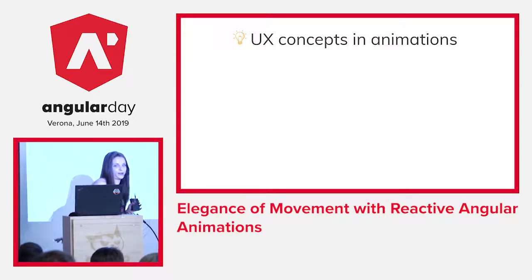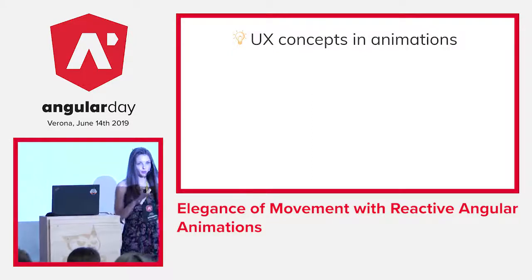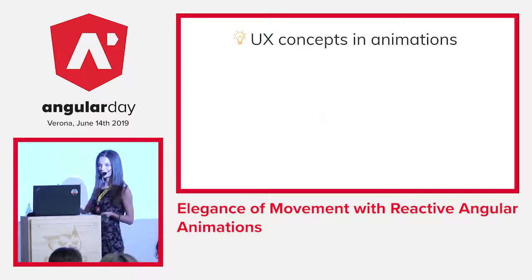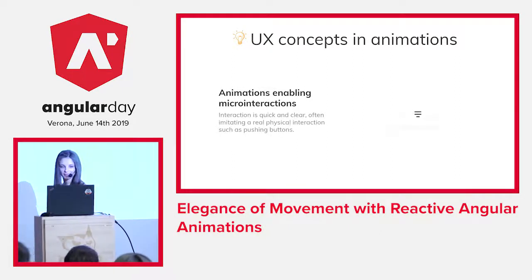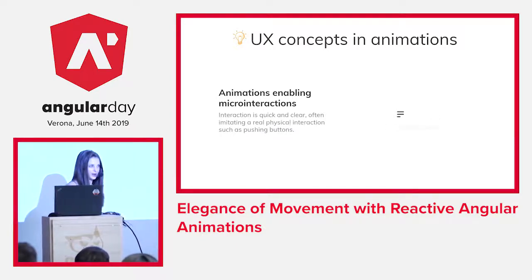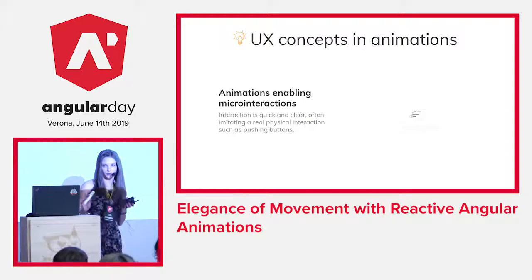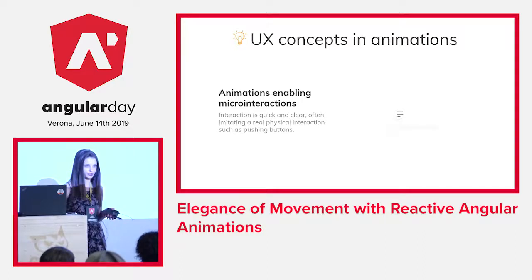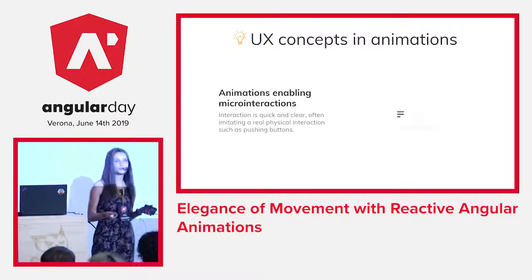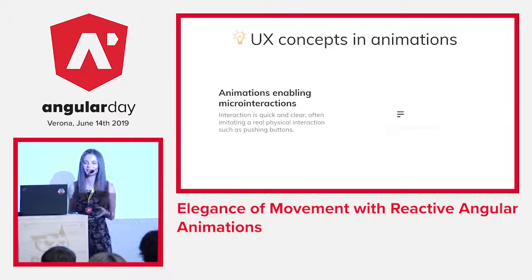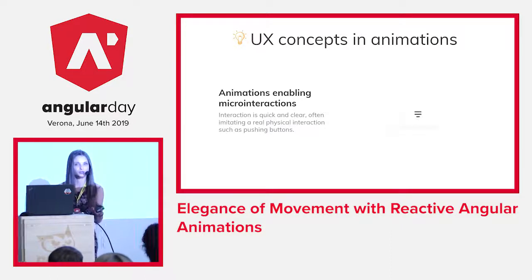Okay, enough theory. We're going to walk through the most important UX concepts with some examples. Our first concept for today is animations that enable microinteractions. Okay, what is that? Animations that enable microinteractions make the interaction quick and clear for the users. They're often imitating a real physical interaction, such as pushing buttons or opening doors, or anything that gives an immediate visual feedback to the users.